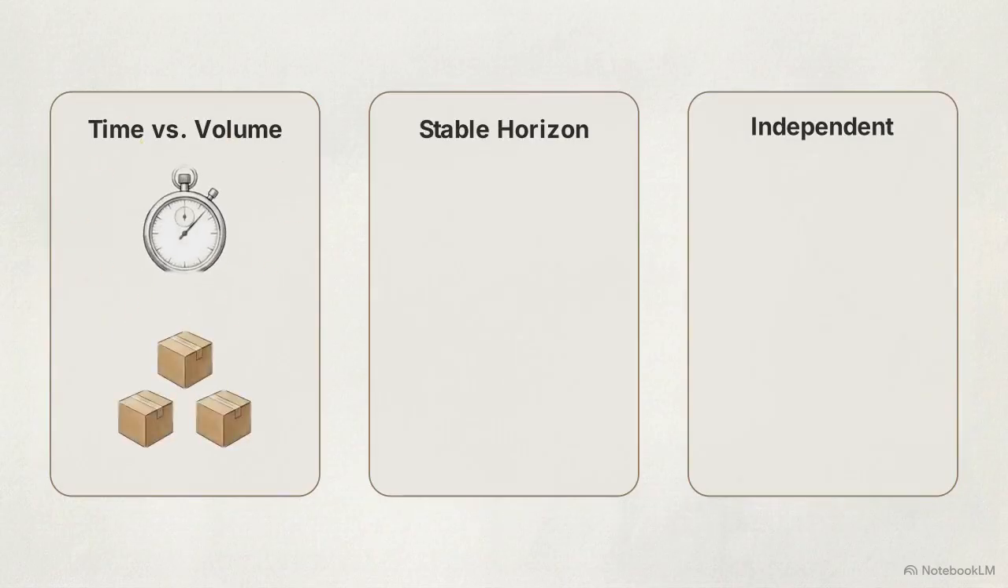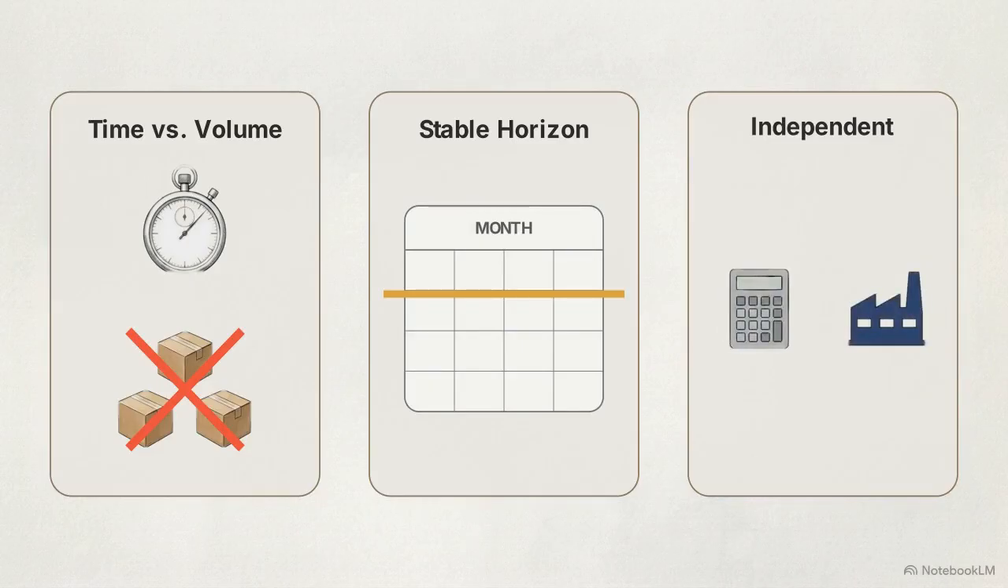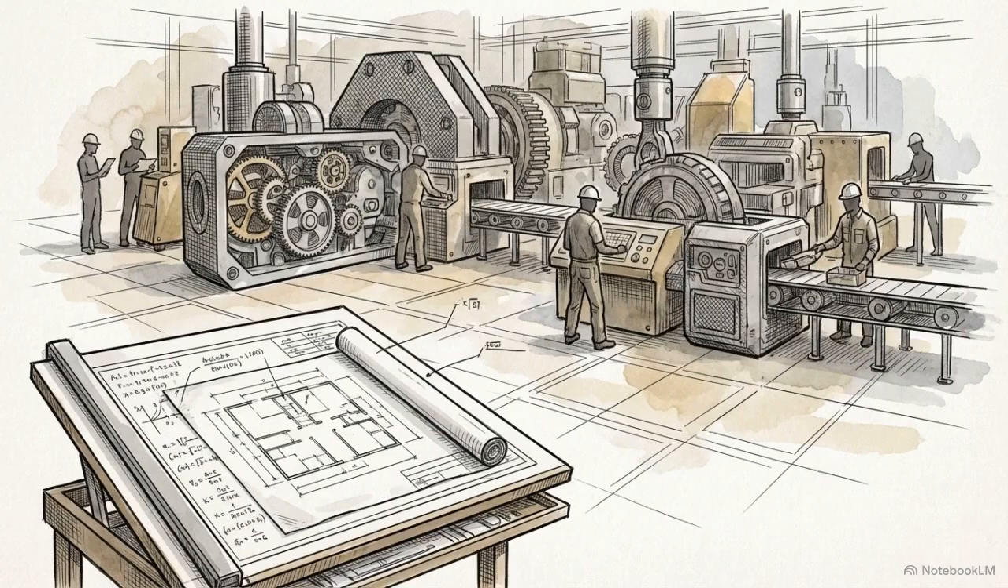First, it is purely a time-based metric, never a volume-based production quota. Second, it must remain stable within a set planning horizon to allow workers to standardize their physical movements. Finally, it is calculated completely independently of the factory's current physical capabilities. Takt time functions as the architectural blueprint that forces the internal physical system to mold itself to external market realities.